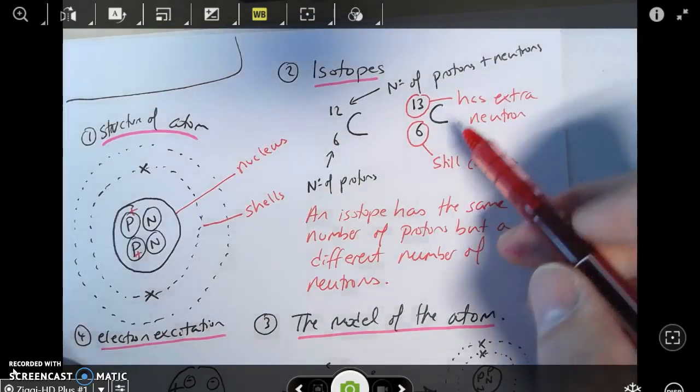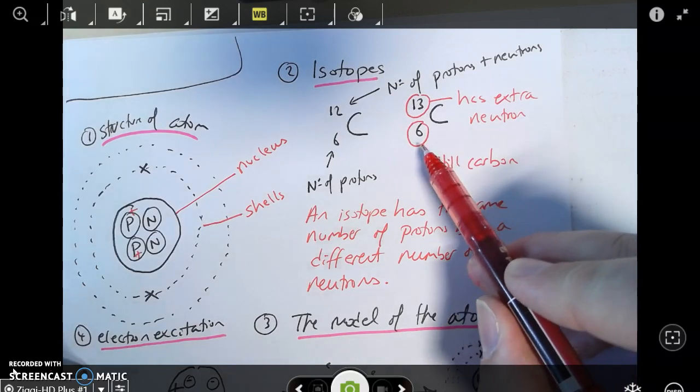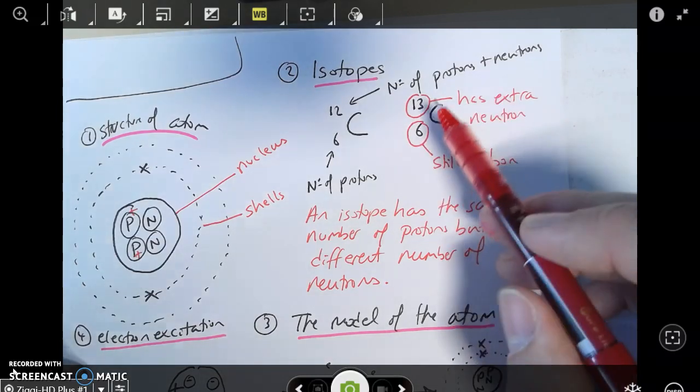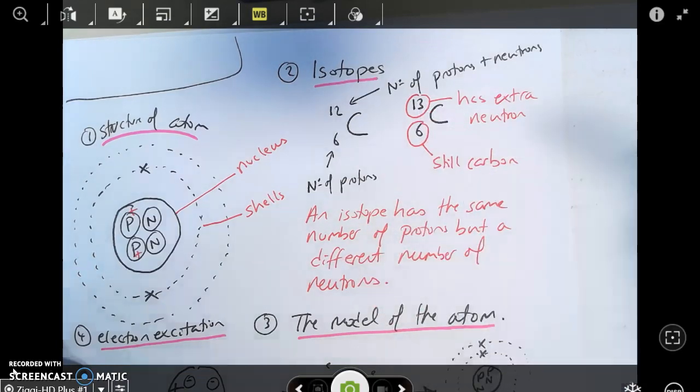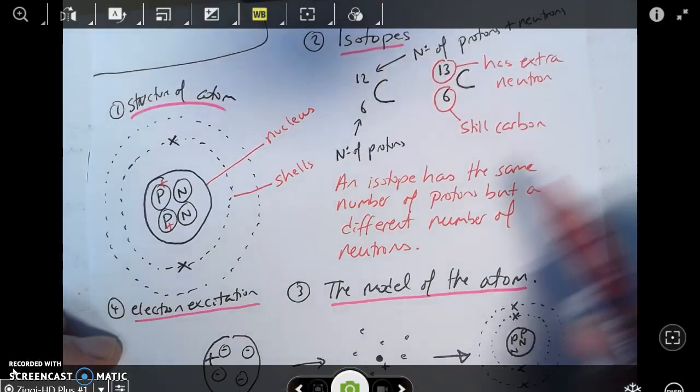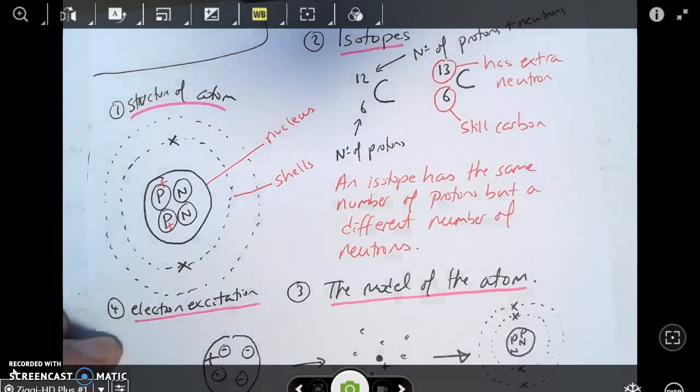There is a version of carbon that's still carbon because it's got 6 protons, but it has an extra neutron. If you look there, the number there's 13, so there's 6 protons. There must be 7 neutrons in there. And so what we say about an isotope is it has the same number of protons but a different number of neutrons.